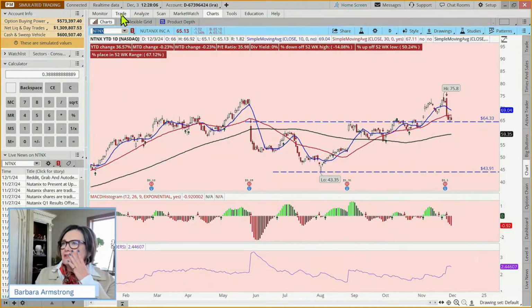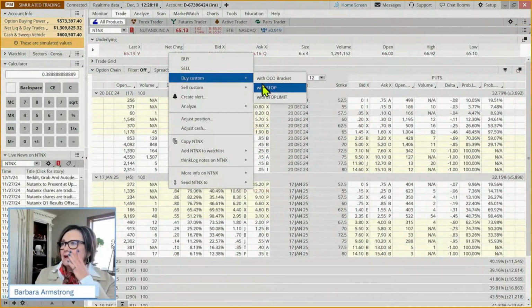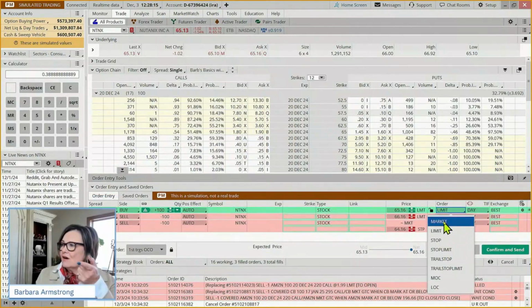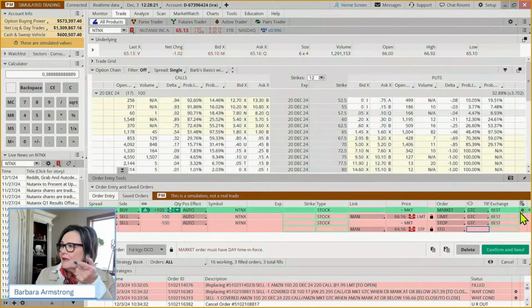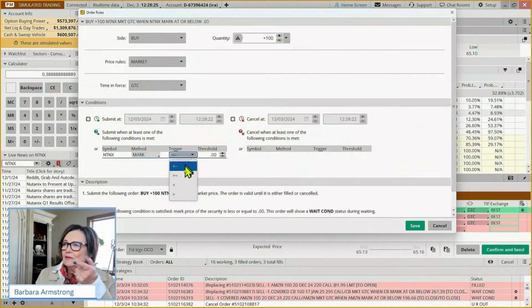So we're going to come to the trade tab. We're going to right click on this. We're going to buy custom with an OCO bracket, but we're going to make our entry a market entry. All of these are going to be good till canceled. And we're going to say we only want to buy this if and only if Nutanix goes above, what's the price today?